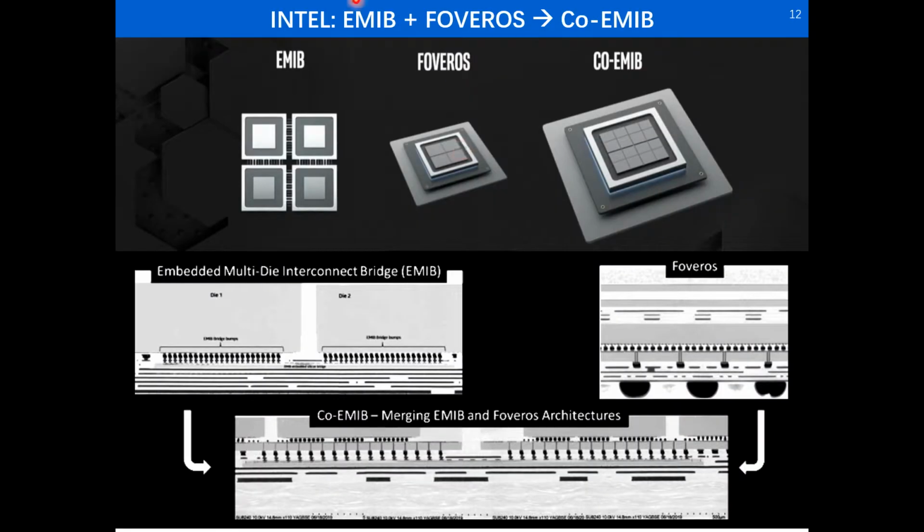Both EMIB and Foveros are from Intel, and they have combined both techniques to make a new one, called Co-EMIB. As we said in EMIB, larger bumps direct connect to the package substrate, and smaller bumps are connected to the bridge die and further connected with other dies. In Foveros, an active interposer is used to realize face-to-face interconnect with dies. And in this Co-EMIB, the active interposers here are connected to this EMIB bridge die.